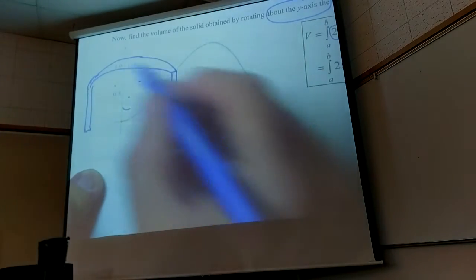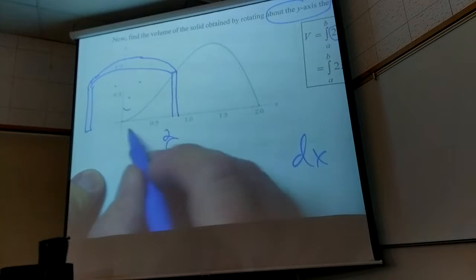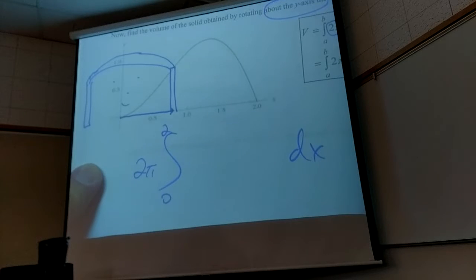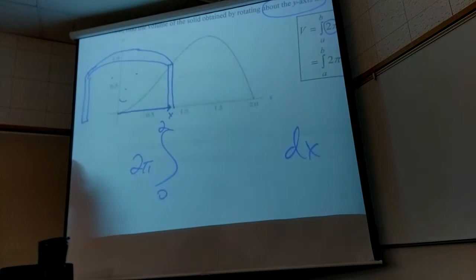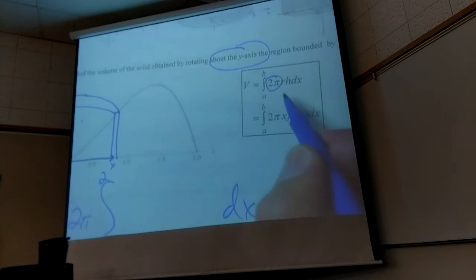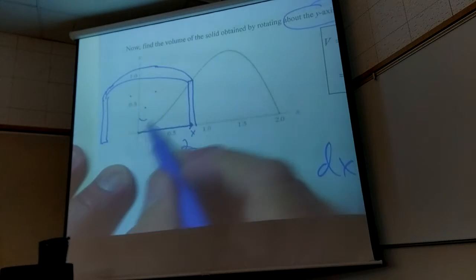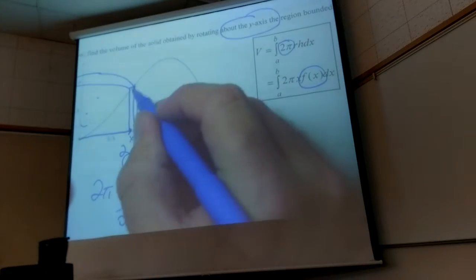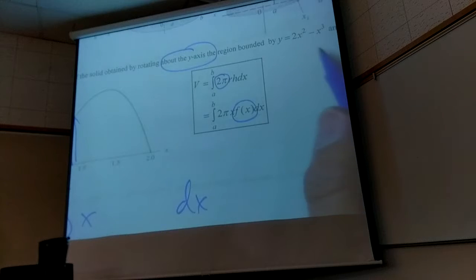So when I rotate this thing, I'm going to make a shell. So I need to know, well, somebody help me out. What is this? That's my arbitrary x value, right? Well, what does that represent physically? What's that represent for that shell? That is the radius. Does everybody see that? That's the radius of the shell. So this will be 2 pi r, which in this case is x. Do you see that? The radius is x. And what's f of x? That's the height. What's the height? 2x squared minus x cubed.